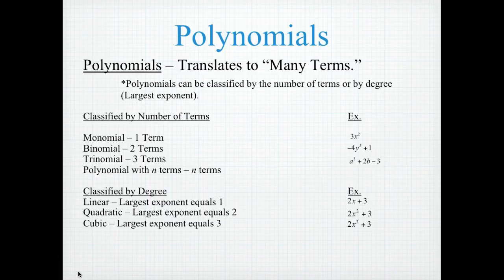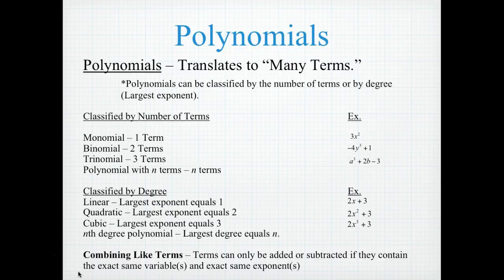So notice it doesn't matter how many terms we have or what the coefficients or what those terms are. Classifying by degree is simply paying attention to the largest variable exponent in the polynomial. Anything larger than a 3 is just referred to as an nth degree polynomial, so a 4th degree polynomial or a 5th degree polynomial, and so on and so forth.